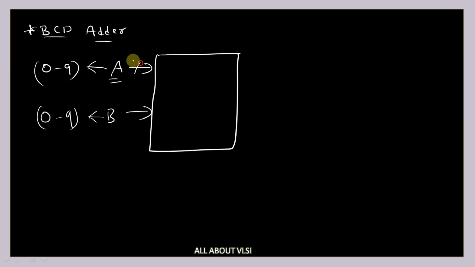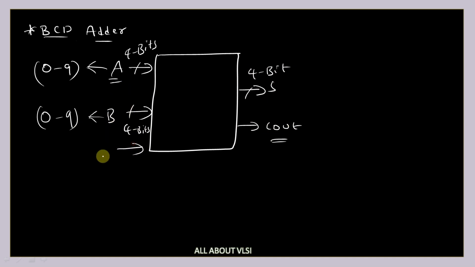And what is the width of A? It is 4 bits, and the width of B is also 4 bits. The sum which we are getting is also 4 bits wide, and here we can also get one carry out, C out. We can also have one input carry Cn, which is of 1 bit.